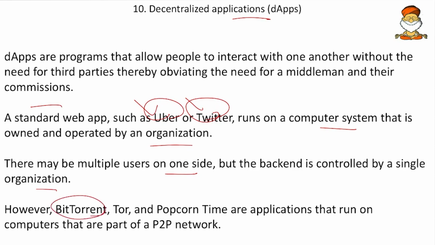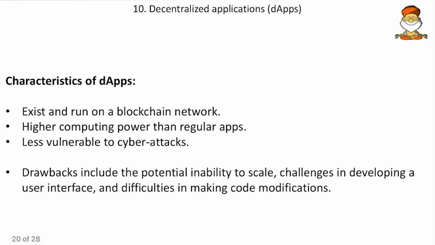But however, we have the BitTorrent, Tor, or the Popcorn Time. So these are the applications that run on computers and that are a part of P2P network. So here there is no one controller. So by communication and mutual discussion, anyone can bring changes in these apps. And some of the characteristics of these DApps. So they exist and run on blockchain network. So remember this as important. So friends, that is how. So if I make a change, so that block will be created and that is sealed.